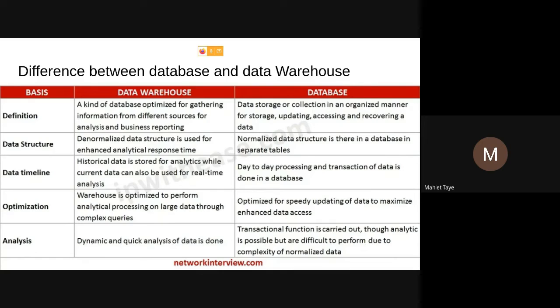And from the optimization perspective, a data warehouse is optimized to perform analytical processing, which is through running large and complex queries on your data. So this is the one which is responsible for decreasing your response time to your specific query. But in terms of optimization, the database is quite quick and it will deliver speedy data from your storage. So according to the demand of the situation, you will choose either a database or a data warehouse to design for your specific problem. And from the analysis perspective, the data warehouse is a dynamic and quick analysis tool for data.